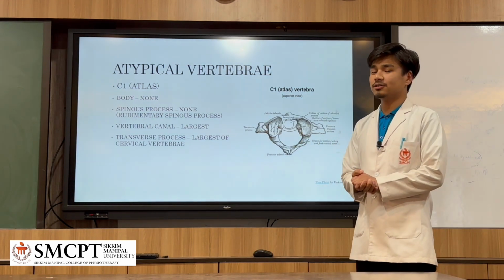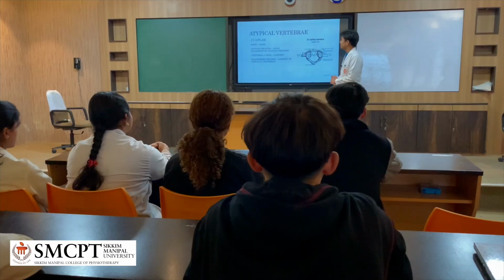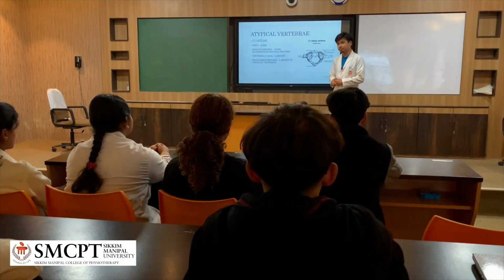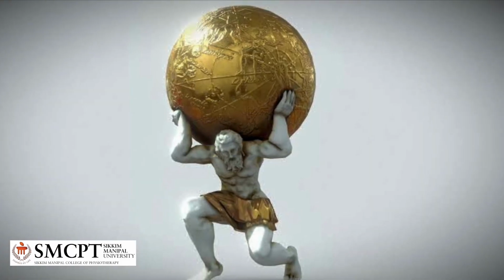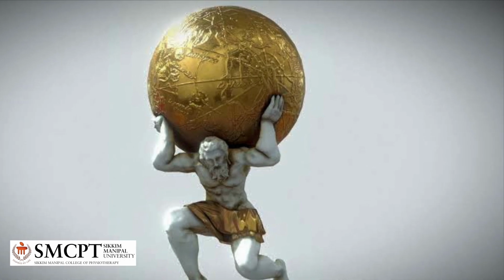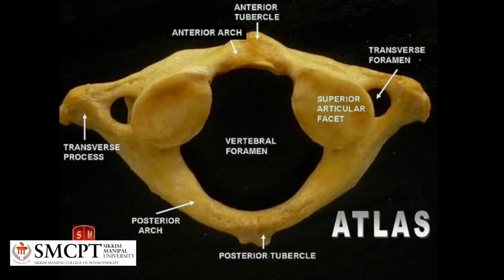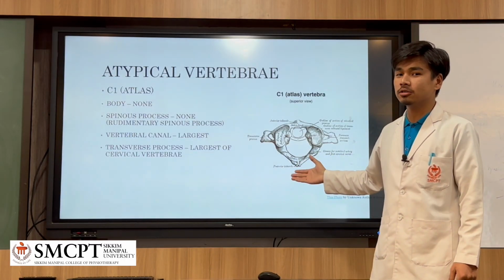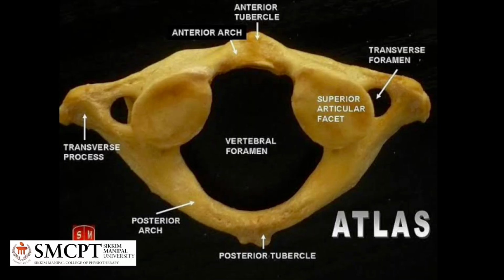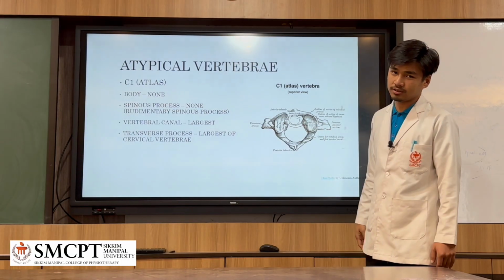Moving forward, the atypical cervical vertebrae. The first one, C1, also known as atlas, because it bears the weight of the skull. It has no body, as you can see. It only has an anterior arch and posterior arch. The posterior arch has a rudimentary spinous process, which means it does not really have a spinous process. The vertebral canal is the largest over here, and the transverse process is the largest of the cervical vertebrae.